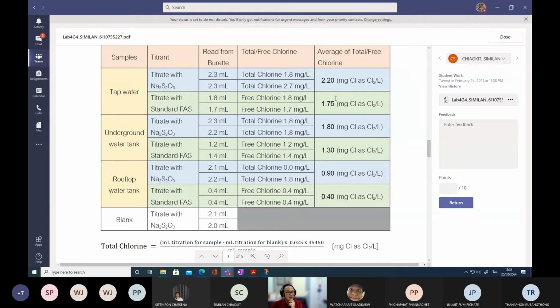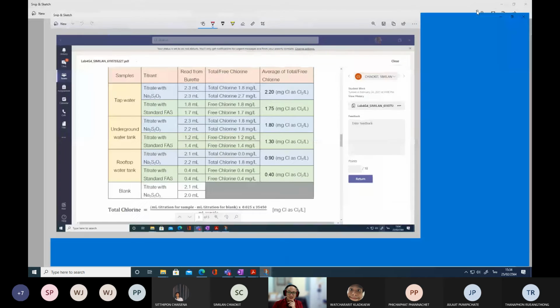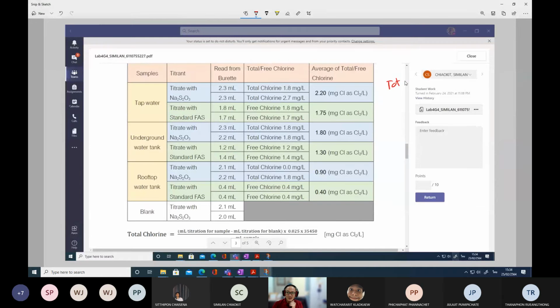But I just told you that total chlorine is a combination of free chlorine plus chloramine. What is chloramine again? Chloramine is chlorine associated with ammonia. It could be monochloramine, dichloramine, trichloramine, and whatever the forms. Free chlorine refers to HOCl, OCl minus, Cl2. So these forms are considered as the free chlorine.